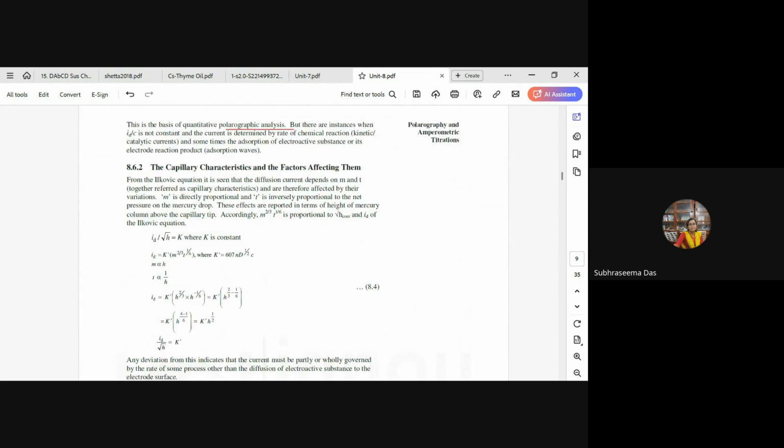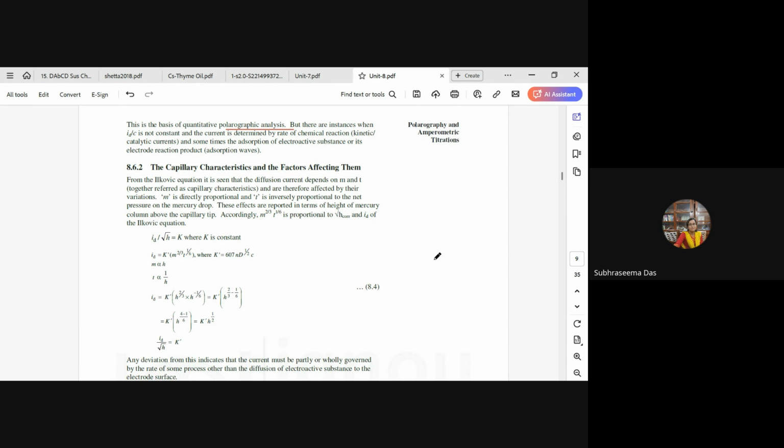Then coming to the capillary characteristics and the factors that influence them. From the Ilkovic equation, we see that diffusion current also depends on M and T, which are collectively called capillary characteristics and are therefore affected by their variations. M is directly proportional and T is inversely proportional to the pressure of the mercury drop. Now these effects have been reported in terms of the mercury column above the capillary tip.